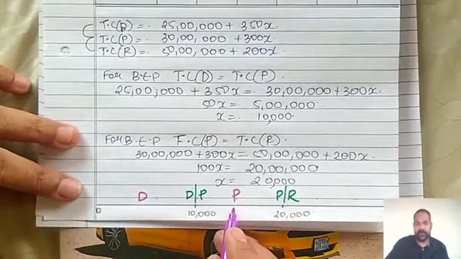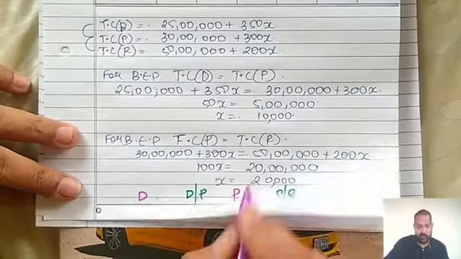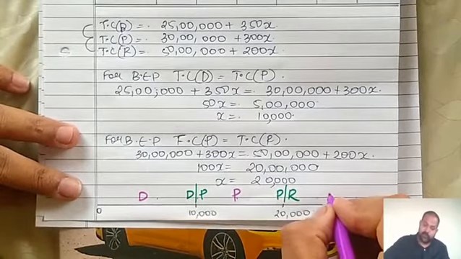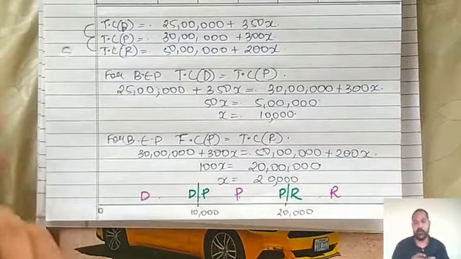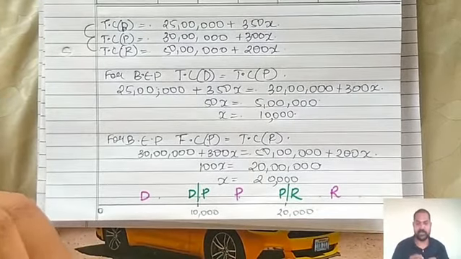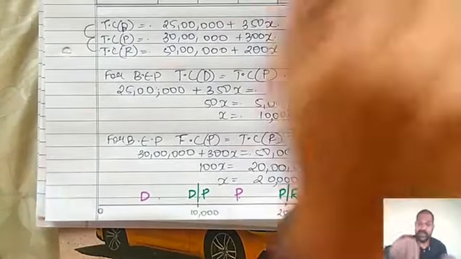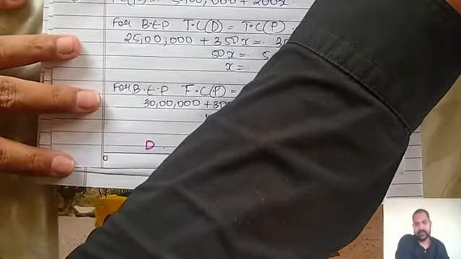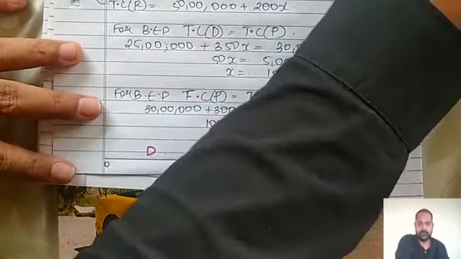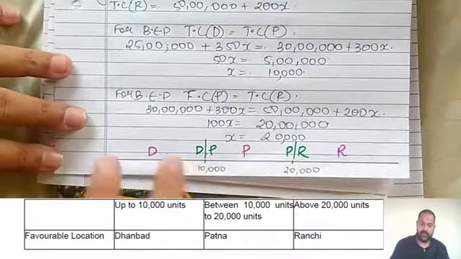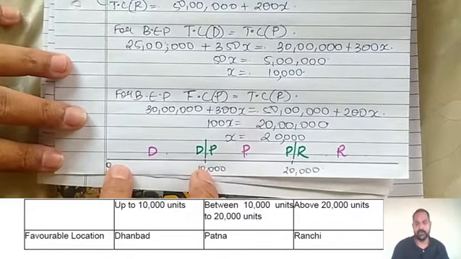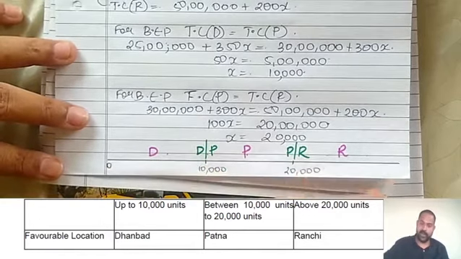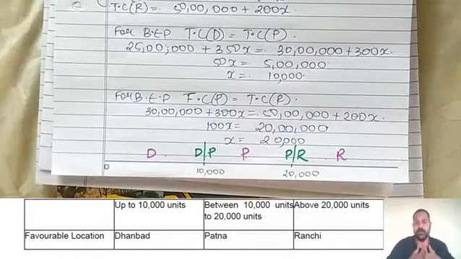Well, fantastic. I've already written Patna. Because this also told me Patna. Now you are also telling me Patna. Then Patna is the best. What happens after 20,000? If before 20,000 lower fixed cost, after 20,000 higher fixed cost, and that is Ranchi. And this was the final analysis, and that is also going to be our answer. Up to 10,000 units, or between 0 to 10,000 units, we produce at Dhanbad. Between 10,000 to 20,000 units, we produce in Patna, and above 20,000 units, we produce in Ranchi.